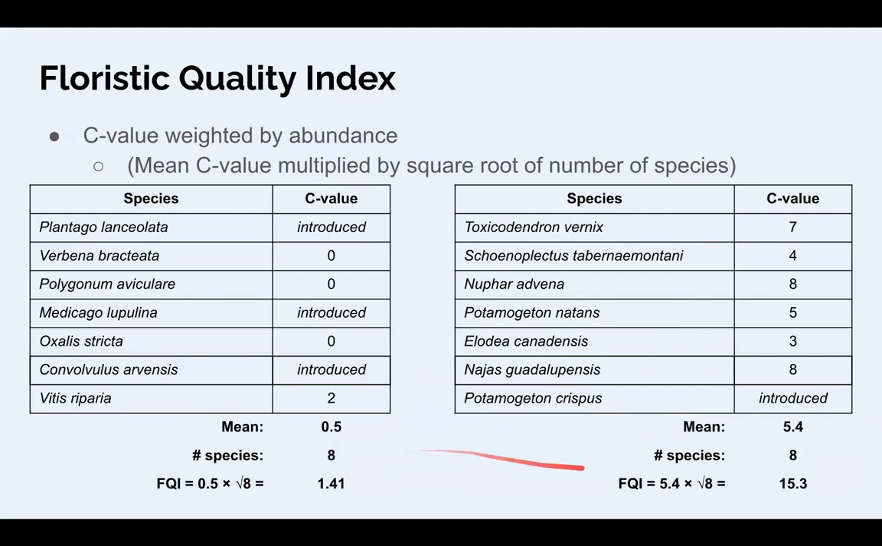But here we've got 8 species in each one, which gives us 0.5 times that square root of 8, 1.41, and over here, 15.3.